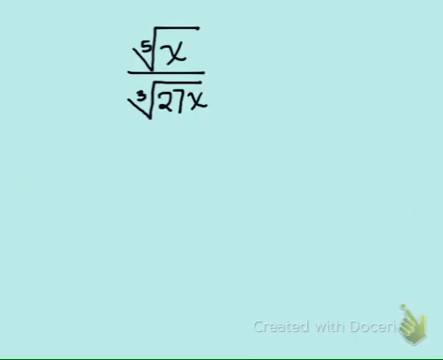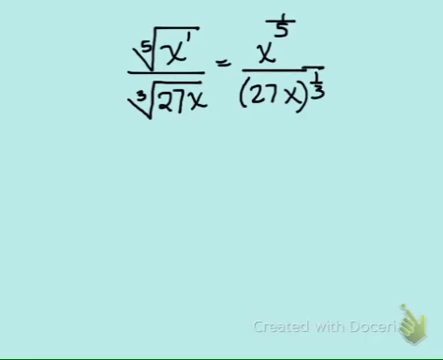All right, for our last problem, we have a fraction here, and they're both written in radical form. So again, I'm going to put it in rational form. That will become, because it's to the 1 power, and it's a 5th root, 1 over 5. And here you would get 27x to the 1/3 power, because your root is 3. Now, I'll bring it over here.